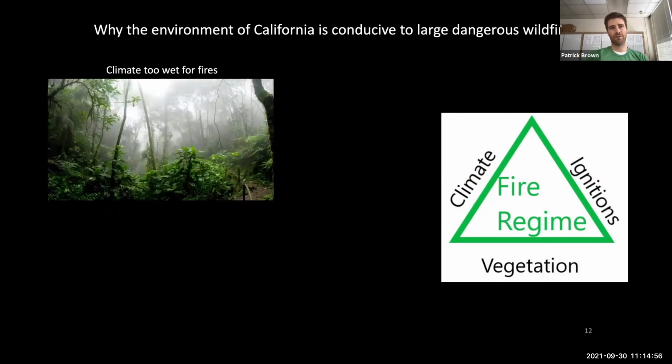Some locations, you have enough vegetation for wildfires, but the climate is too wet. So you want dry vegetation if you want fires. And I guess it's worth it to pause on that for a second. We know intuitively that dry things burn easier than wet things. And the reason for that is just that heat prefers to evaporate water first before it starts combustion.